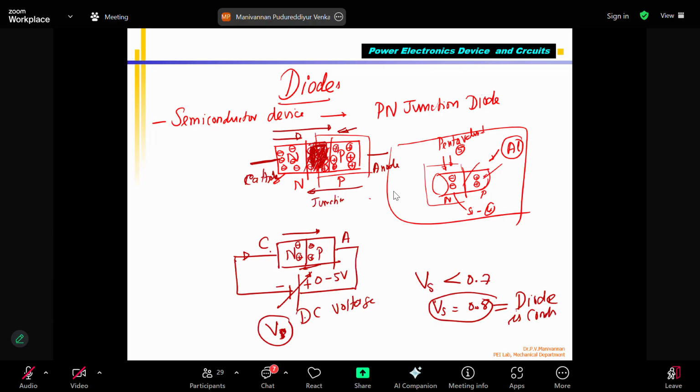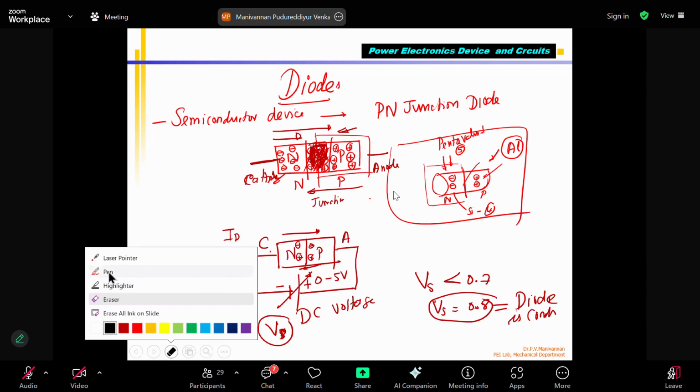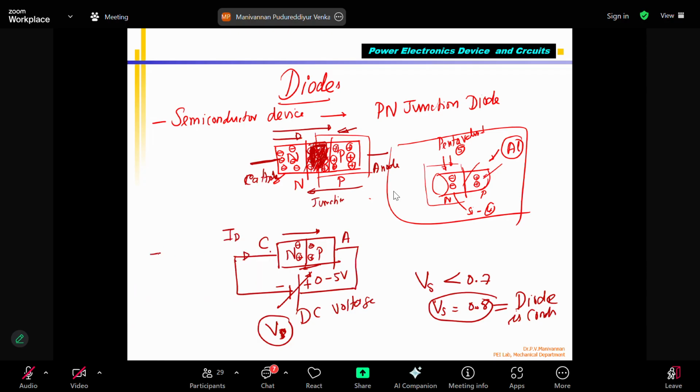I say that this is Vs. The current going through the diode is called IDC, or I diode. I can say ID. Many times I don't say IDC; I say I diode, short form. I say ID. ID is the current flowing through the diode. Right? That ID, how much ID will go? ID equal to, note down, V supply minus V diode.